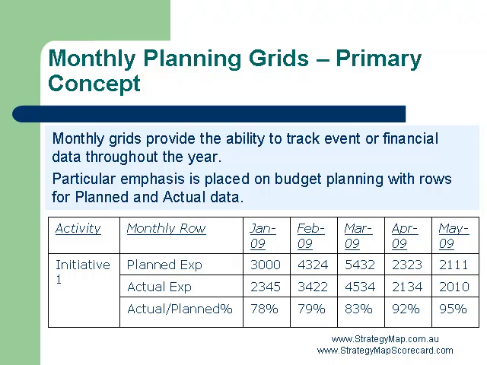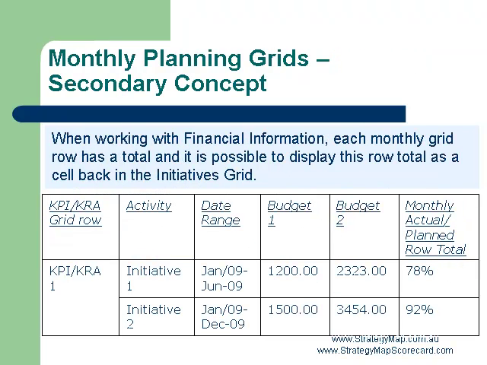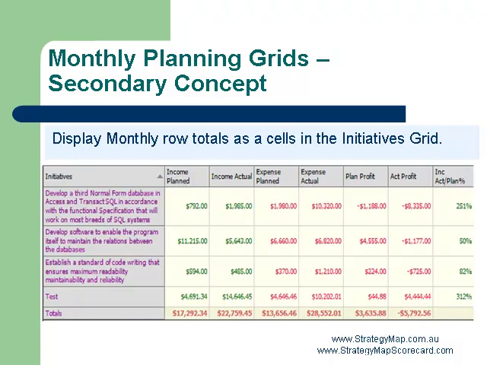Secondary concept. When working with financial information, each monthly grid row has a total, and it is possible to display this as a cell back in the initiatives grid. In this example, the monthly actual over planned total values are shown as a cell in the initiatives grid, which can be shown as a graph in the chart export module.